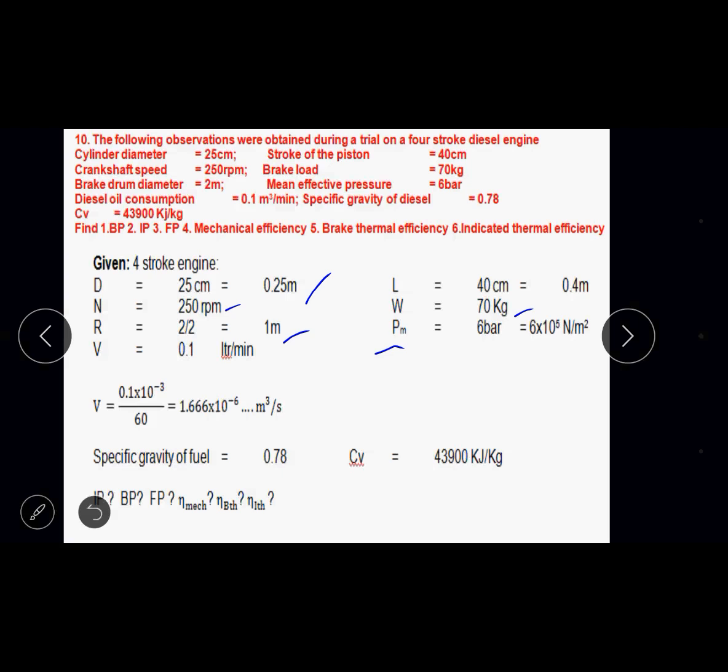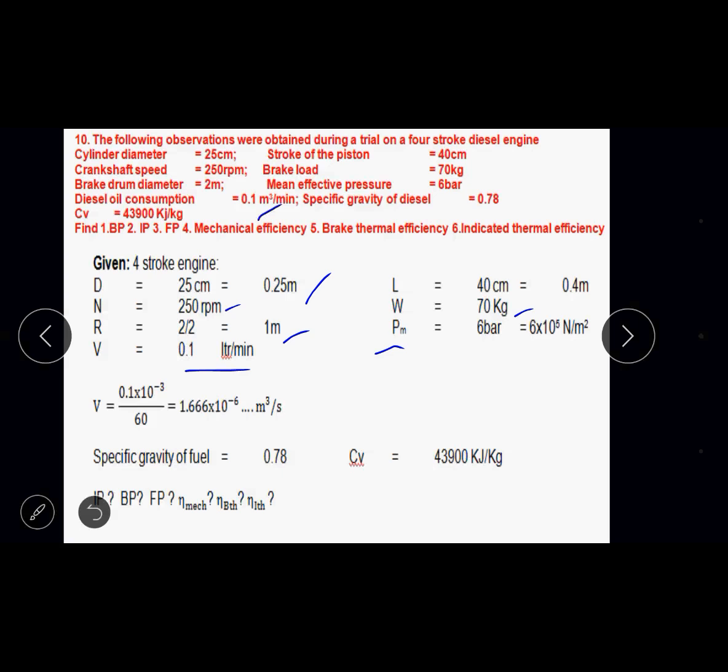Actually, in the problem statement a mistake has been made. For diesel oil consumption, it is not meter cube, it is liters per minute. You can just correct the statement over here: it is not 0.1 meter cube per minute, it is 0.1 liters per minute, which I have stated over here.